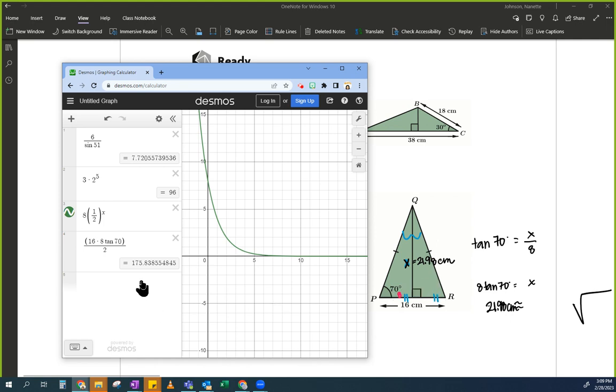Base times height divided by 2 is 175.8. Okay. Thanks for listening.